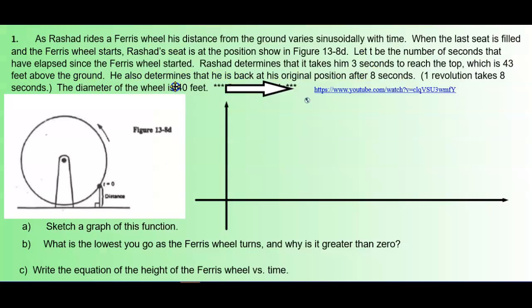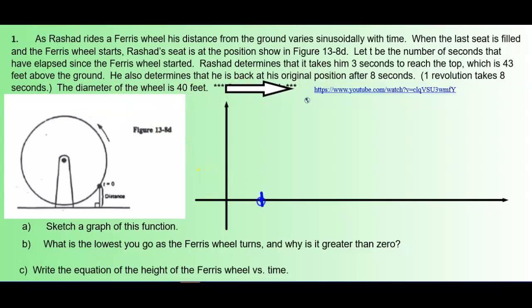So the first one says, as Rashad rides a Ferris wheel, his distance from the ground varies sinusoidally with time. When the last seat is filled on the Ferris wheel, he starts in the position shown right here, which is middle of nowhere, up a little ways. And then he is moving up, going this way. And it takes him 3 seconds to get to the top.